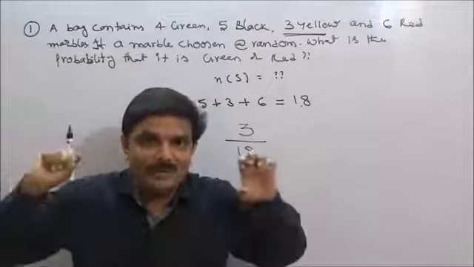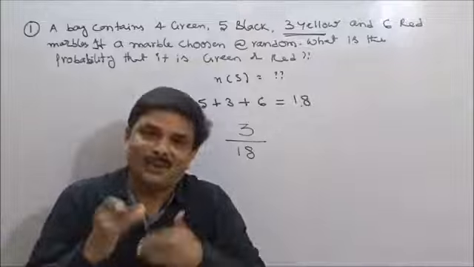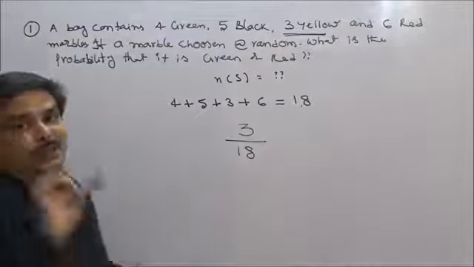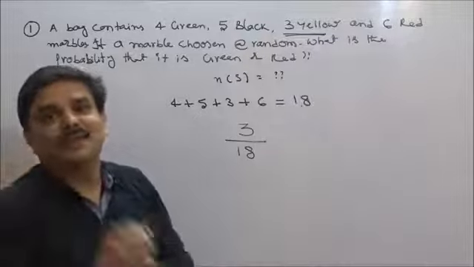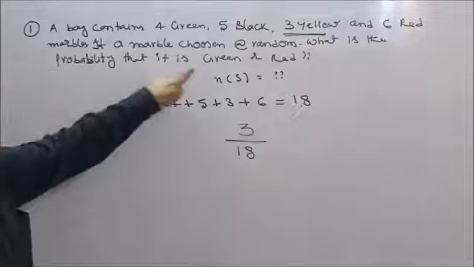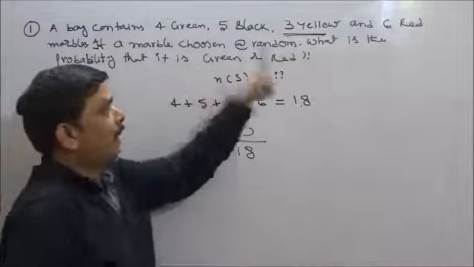So how many should it be? 18 combination 2 comes into the picture. Got the clarity? Right. So now it should be 3 by 18. Hope you must have understood this one. Now let us extend the concept for this question. What is the probability that it is green or red?